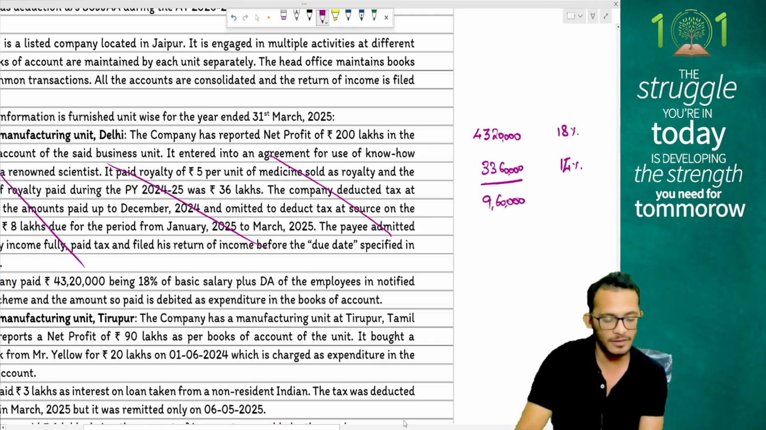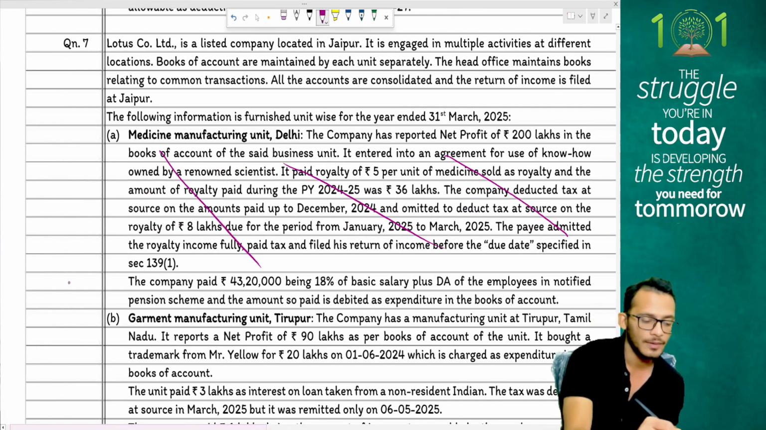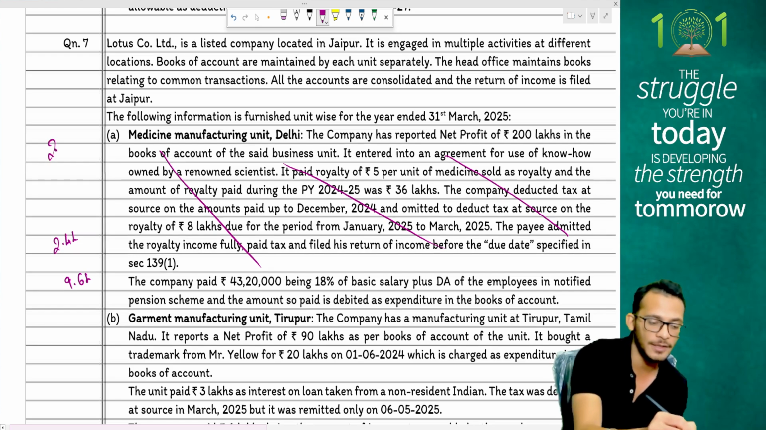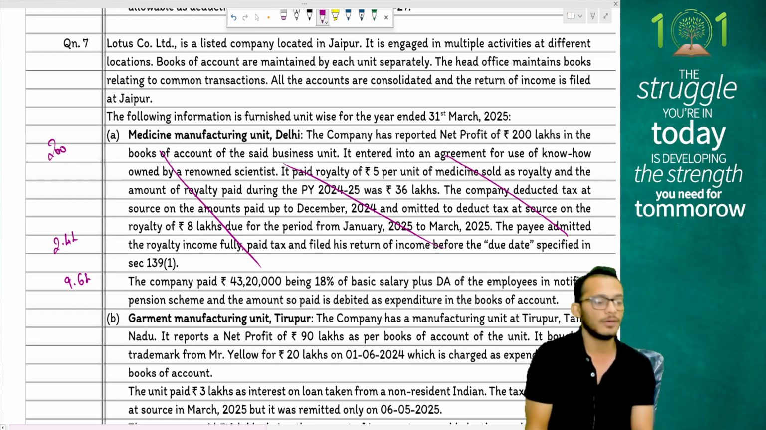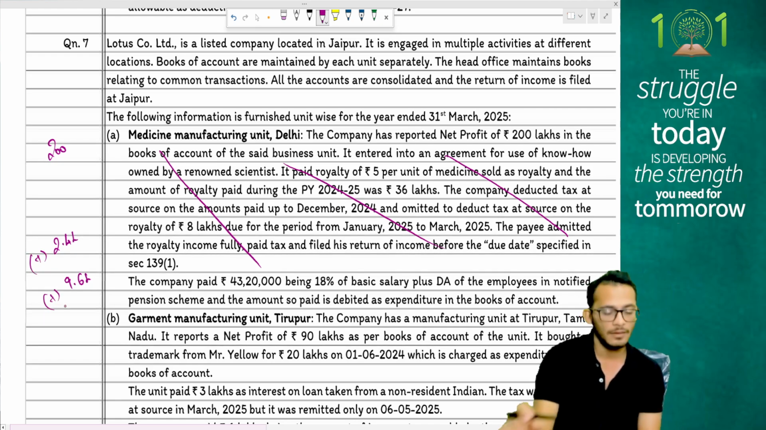So which means for that big question, people, two adjustments to be made. One, 2.4 lakhs will get disallowed, and then 9.6 lakhs will get disallowed. So 2.4 will be disallowed here, 9.6 will get disallowed here. Your net profit is reported as 200 lakhs. This is what will happen. Clear? Clear. Point number 2, people.